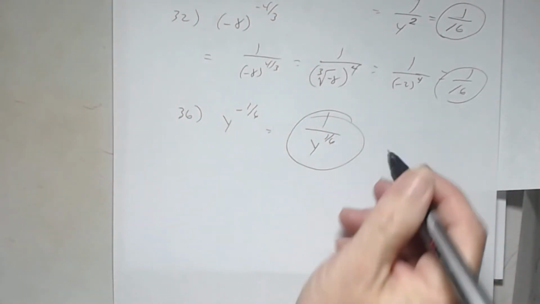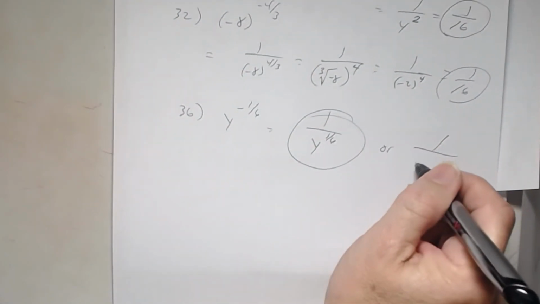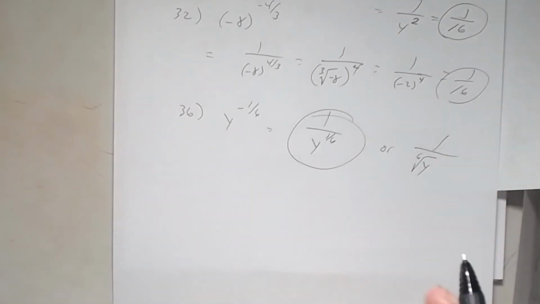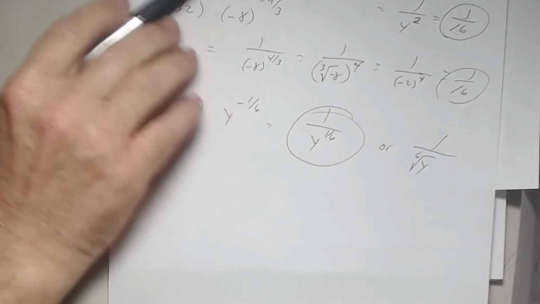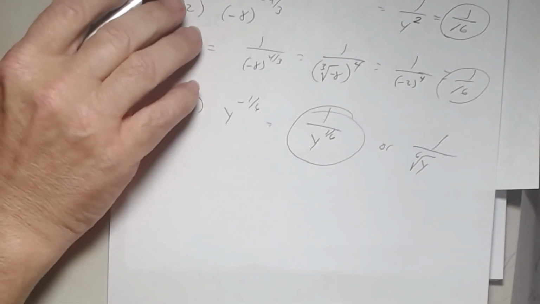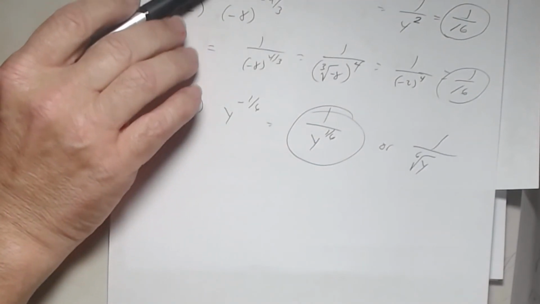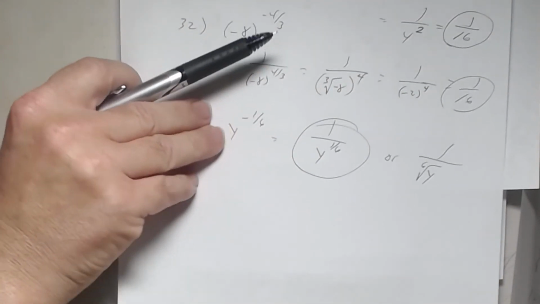Now, if you want to go further, you could. I'm not going to take off any points. So that's 1 over the 6th root of y. If you want to write that, you can. And remember, the directions here are all the same: write as positive exponents and then simplify if possible.